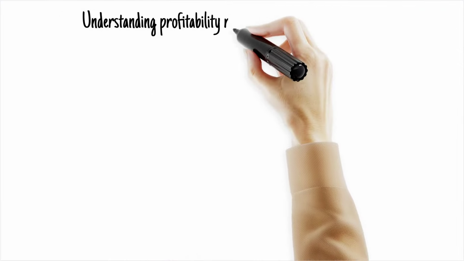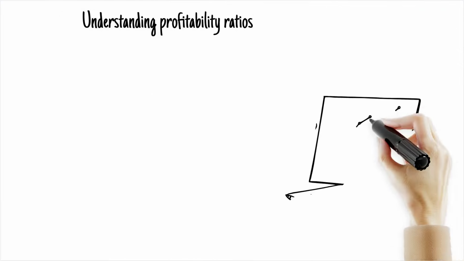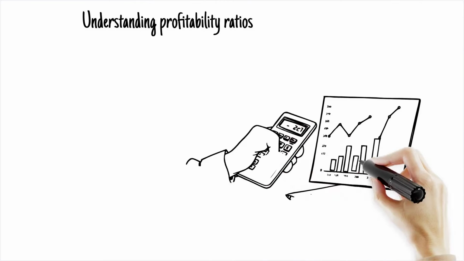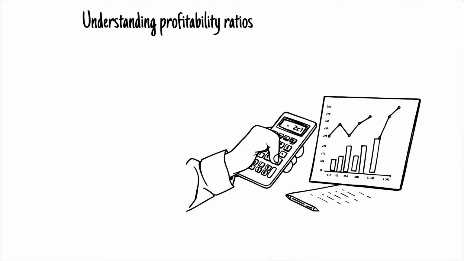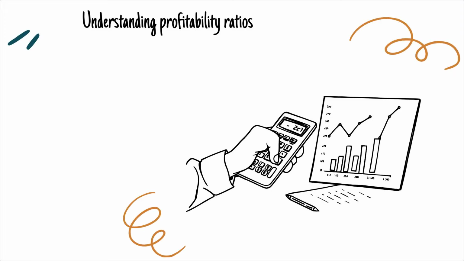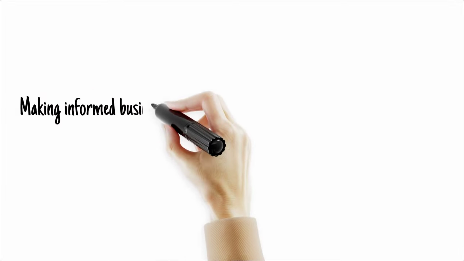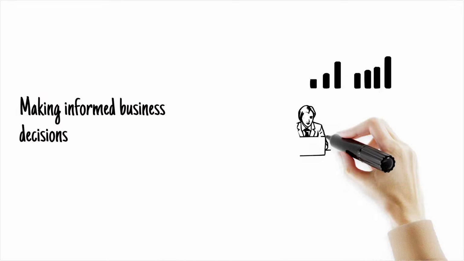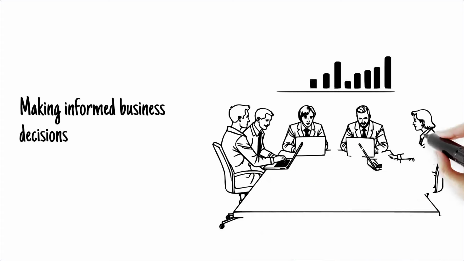Profitability ratios measure how efficiently a company generates profit. Liquidity ratios assess a company's ability to meet its short-term obligations. Solvency ratios, on the other hand, evaluate long-term stability. Understanding and calculating these ratios can help businesses make informed decisions.